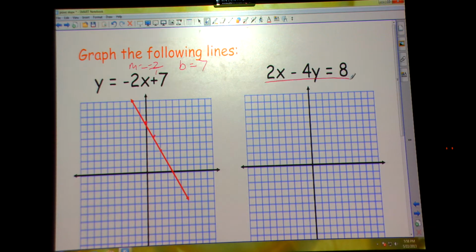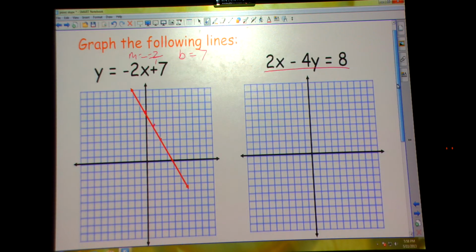Now over here, we might have to get y by itself. Well, plus negative, because we're not going to make that freshman mistake.